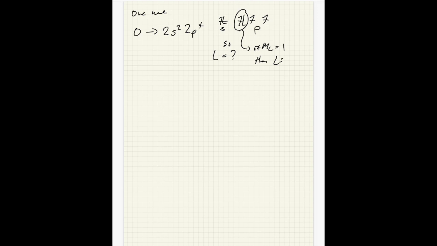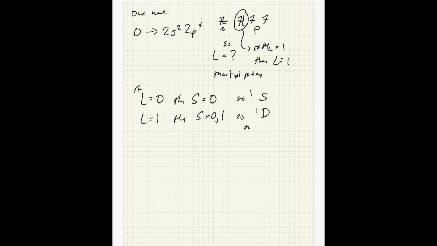If L is equal to 0, that would be when the paired electrons are in 0, and therefore the plus or minus 1 cancel out. And then S is equal to 0, because again the spins are now paired up, and we get singlet S. If L is equal to 1, that means the spins are either paired or not, and you have two possibilities, singlet D or triplet P.